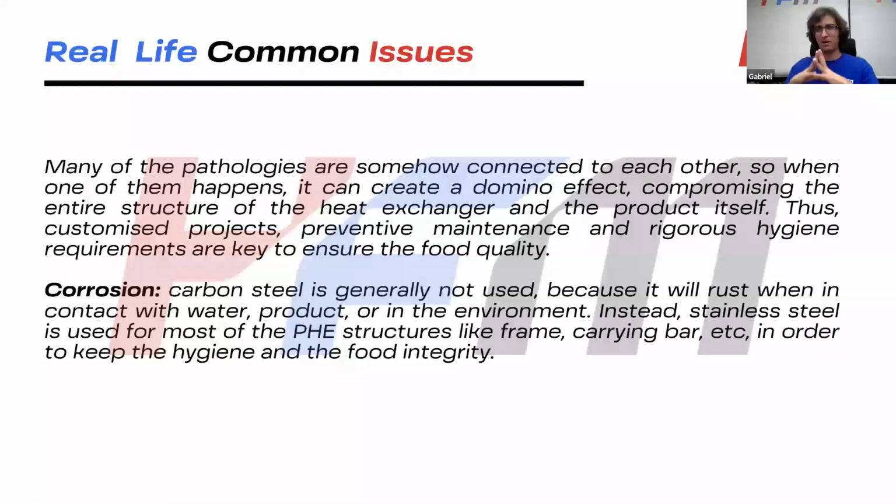And one of the most common problems we have is the corrosion. Remember I told you about the fact that the heat exchanger is many times made of stainless steel. And the reason for that is because general carbon steel, when it gets in contact with water, tends to rust. And as you know, most of the composition of the milk is water. Most of the composition of the beer is water. And this can cause them to rust, causing corrosion.